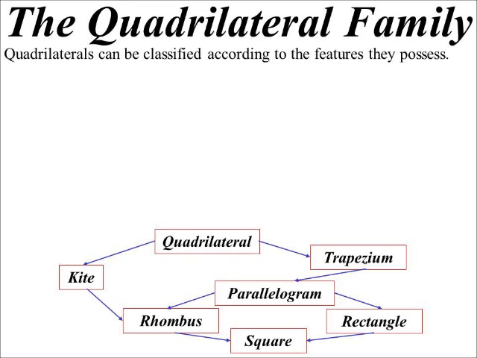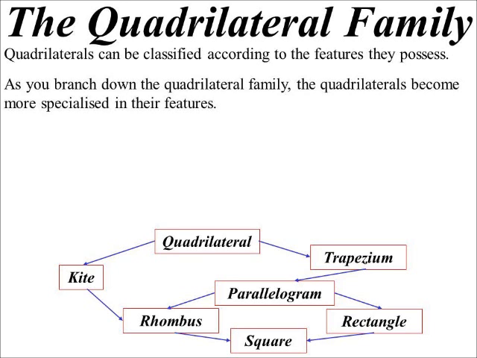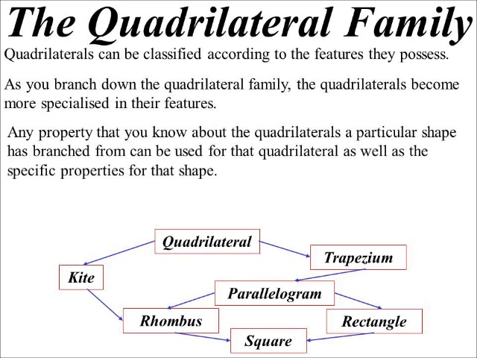So basically, if we want to classify a quadrilateral, we look at the particular feature that the shape possesses, and as we branch down, the more features the shape will have. So any property you know about a particular shape can also be used for any shape that branches off it.